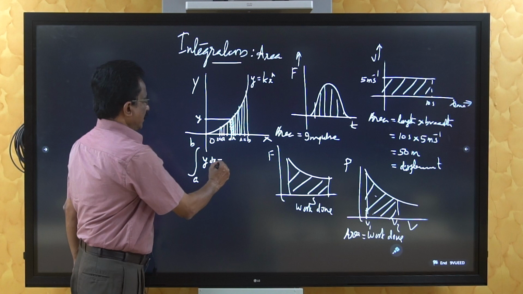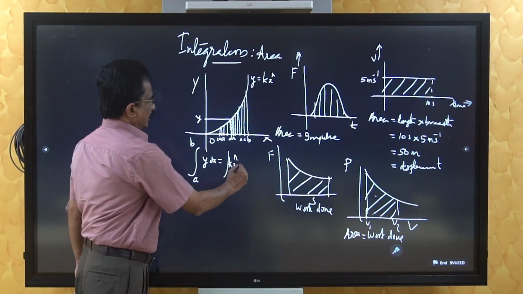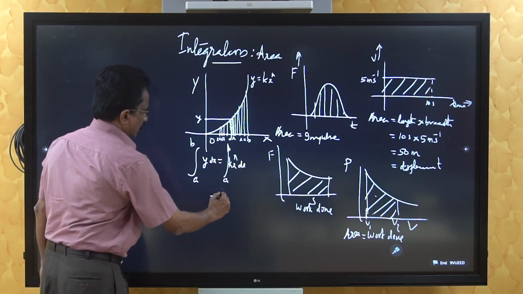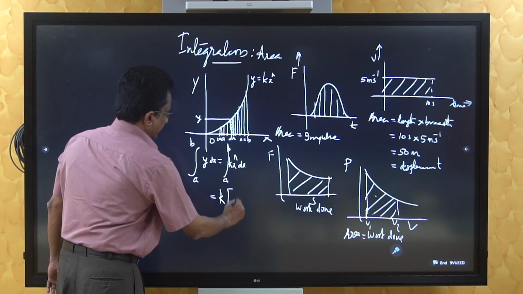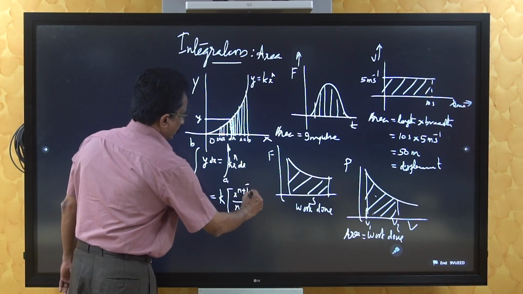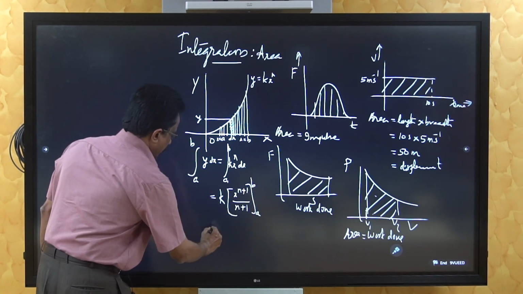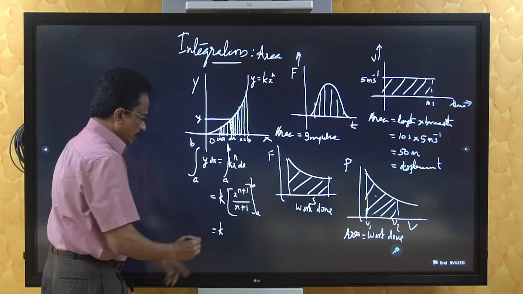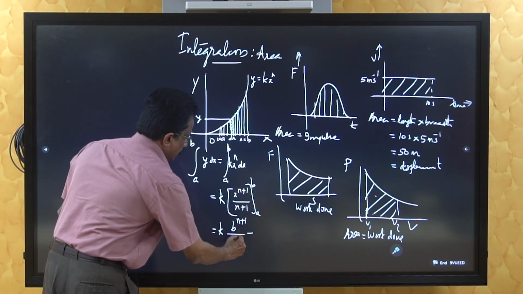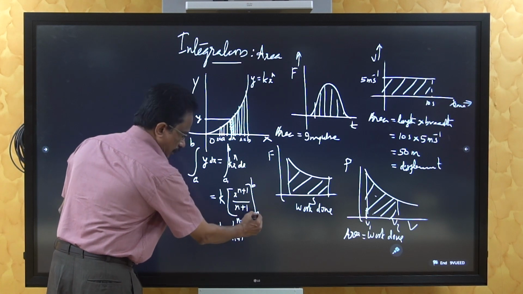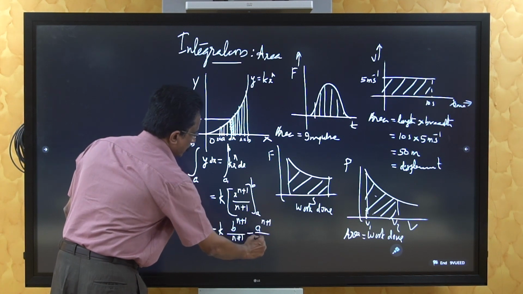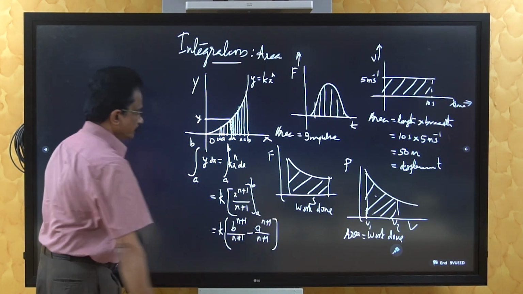In this case, it is the integral of k x raised to n dx from a to b. There's a simple formula for calculating this quantity. The constant k comes out, then the integral of x raised to n dx is x raised to n plus 1 by n plus 1, from a to b. First I put the upper limit for x: b raised to n plus 1 by n plus 1, minus, put x as a, a raised to n plus 1 by n plus 1. This is the formula we have.